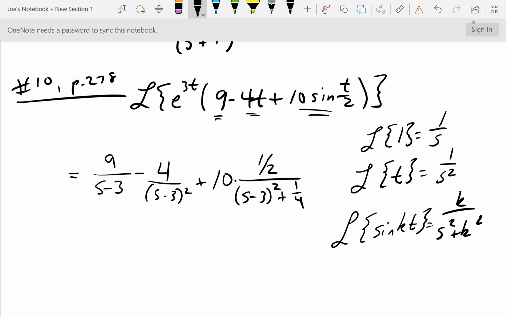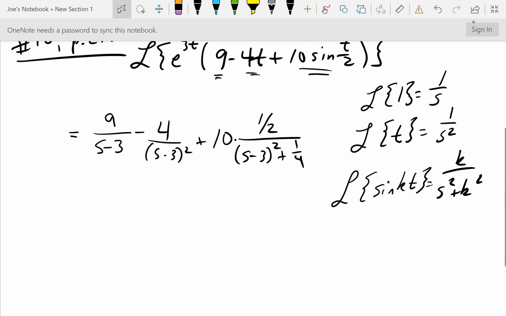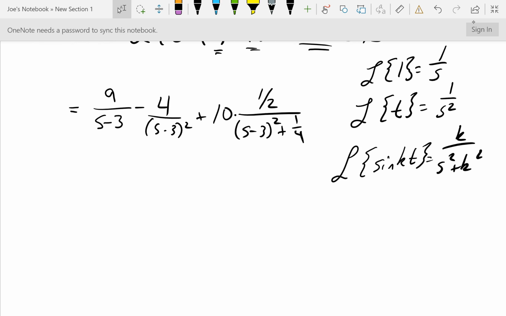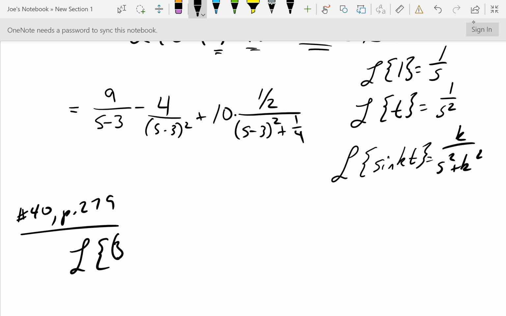So let's do another one where we have a unit step function in here. So again, let's look at one of the ones that's in the same section, 7.3. And let's look at number 40. In number 40, we have the Laplace transform of 3t plus 1 times the unit step function of t minus 1.